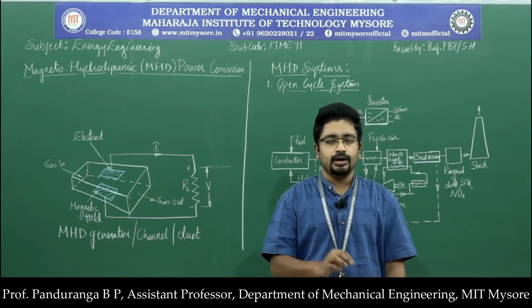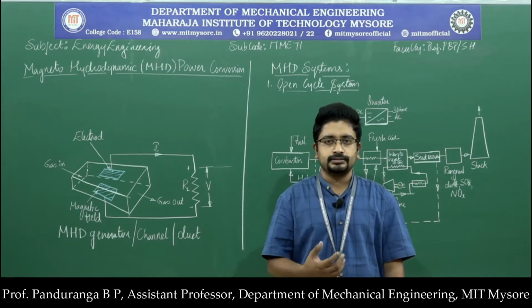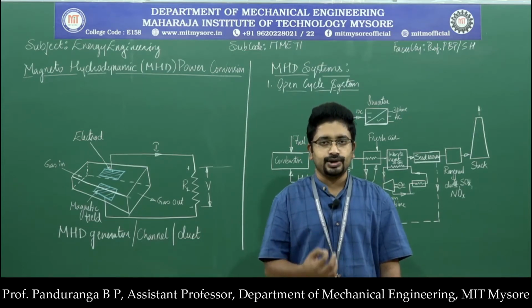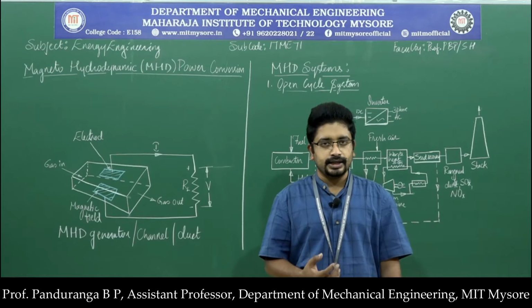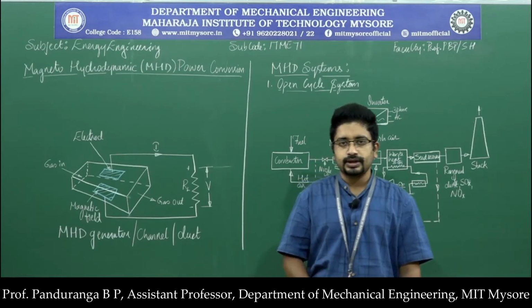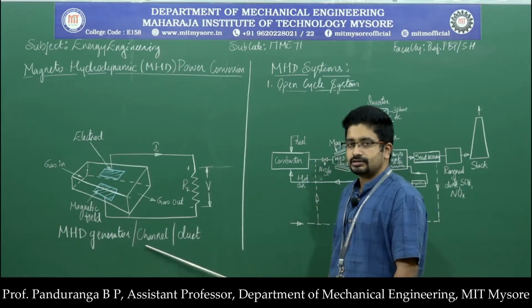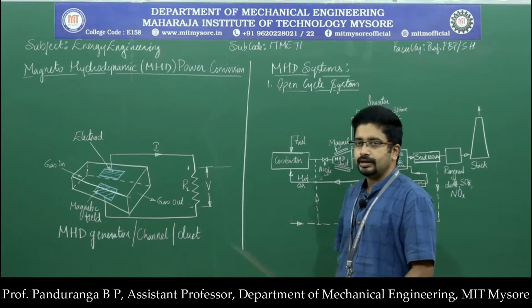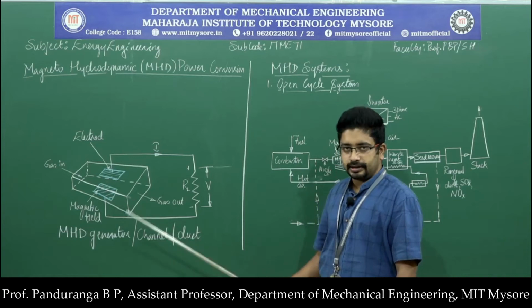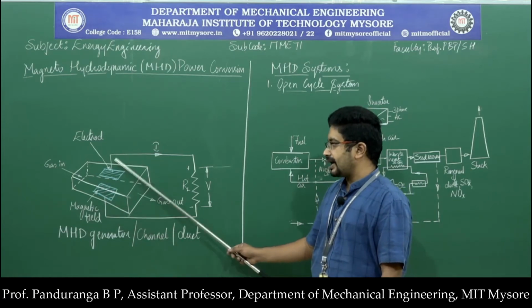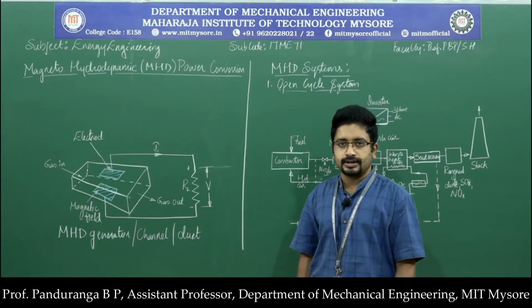It can be a liquid or it can be a gas, but it should be ionized. So we can utilize the kinetic energy of the ionized fluid, and thereby we can produce electrical energy. Here we have a duct, an MHD generator or MHD channel or MHD duct. In this duct, we apply a magnetic field perpendicular to the direction of flow of hot gases.